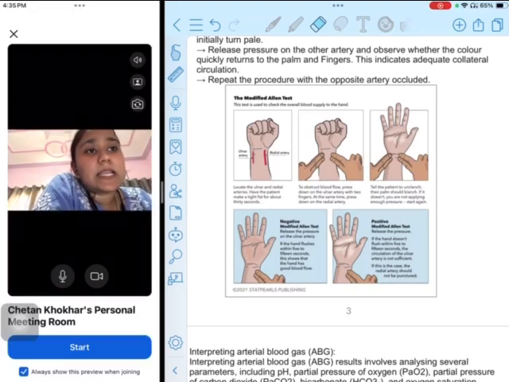After we take an ABG sample, the ABG sample is taken through heparinized syringe. Okay, it is just okay. So next we will be understanding about ABG.